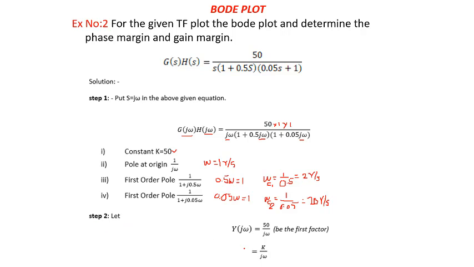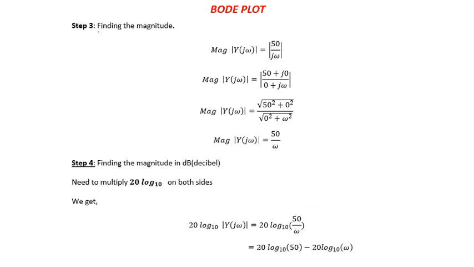Step 2, let Y(jω) equal to 50 divided by jω, the combination of K divided by jω, be the first factor. This factor we use mainly to find out the initial point, the starting point. Step 3, finding the magnitude of Y(jω) equal to mod of 50 divided by jω. This 50 by jω can be written as 50 plus j0, where 50 is the real part and j0 is the imaginary part, and 0 plus jω, where 0 is the real part and jω is the imaginary part.